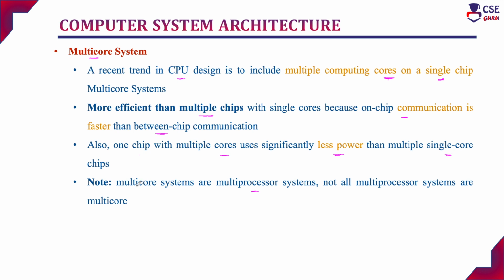Okay, so multi-core systems are nothing but multiprocessor systems. Core in the sense processor only, right? So multi-core systems are multiprocessor systems, but not all multiprocessor systems are multi-core. In a multiprocessor system, many processors will be present in a single computer system, but in a multi-core system, multiple cores will be implemented in a single chip. That is the difference. Okay.